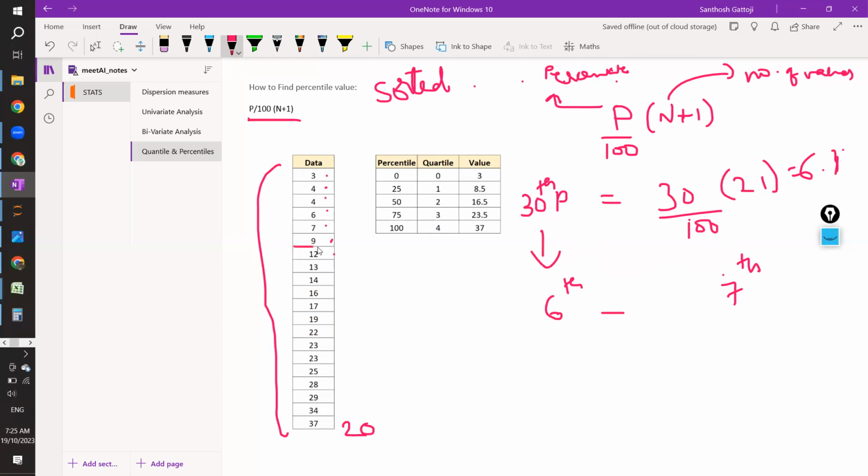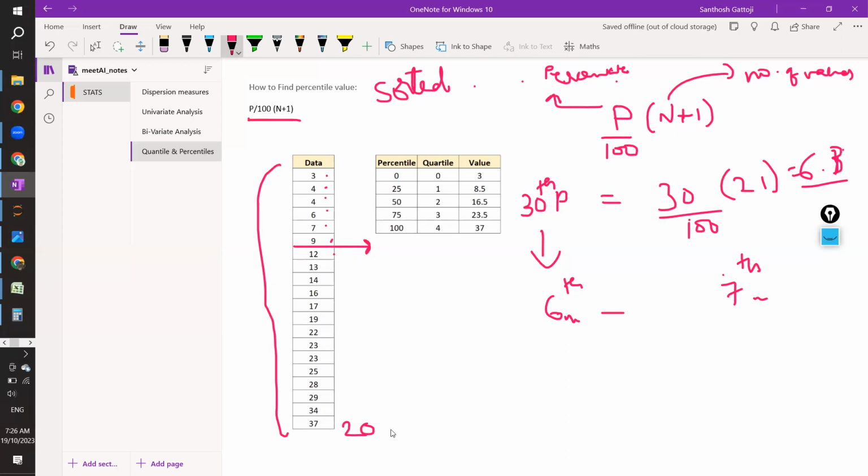Santosh, I have a doubt. That 6th percentile, right? No. Whatever you are getting here, 6.3, it is telling you that our 30th percentile value is found between the 6th number and the 7th number from the given data. Okay, so what is the 6th number? 9. 1, 2, 3, 4, 5, 6, and the 7th number is 12.